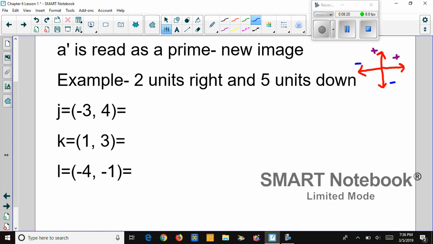In order for us to find J prime, I'm going to need to look at what I do with 2 units to the right. Since it's to the right, it's positive. I like to make a note that it's going to be x plus 2. Since x is our left and right, and since it's to the right, it's positive, I'm going to take my x piece and add 2. The next is 5 units down. And for up and down, it's y. And to go down, it's negative. So I'll be adding a negative 5.